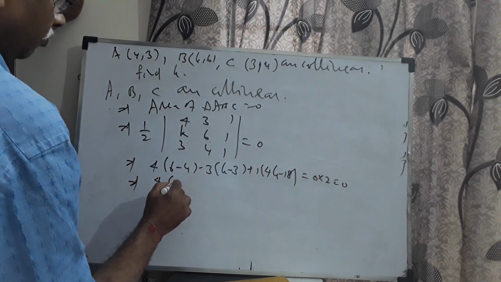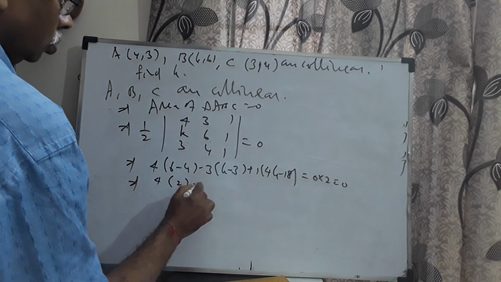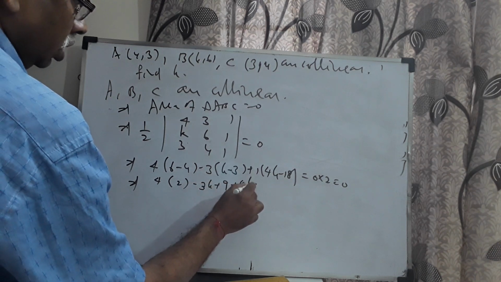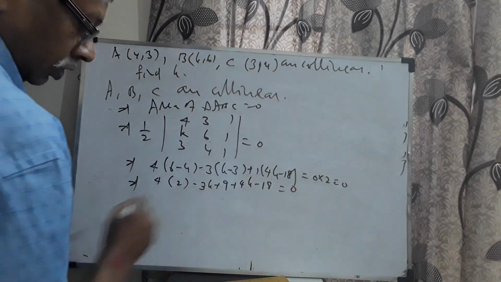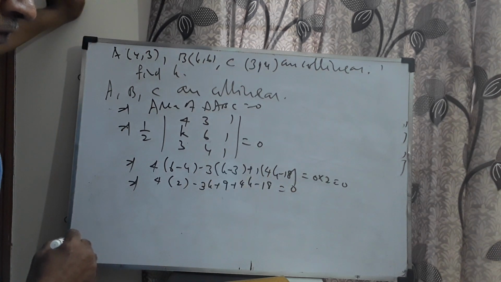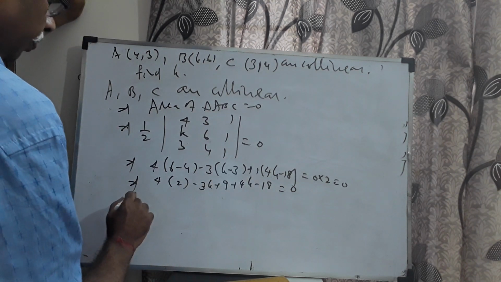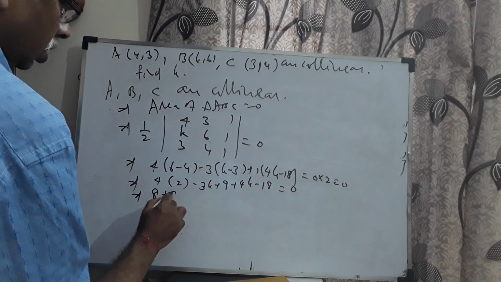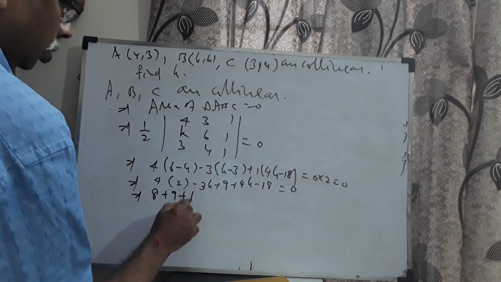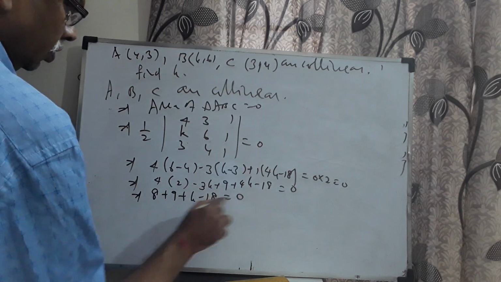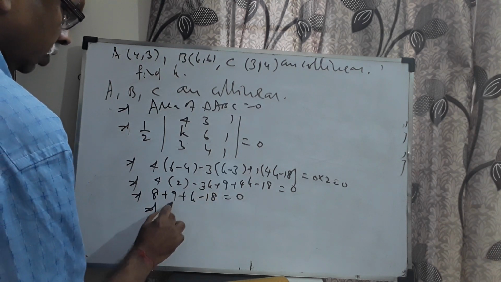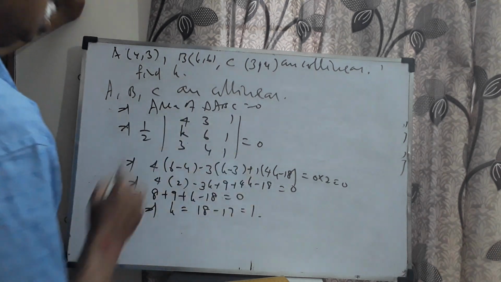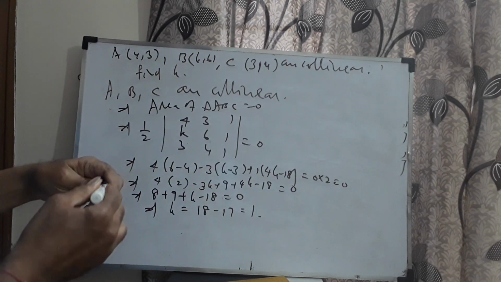Let me try to simplify. 4 into 2 minus 3k plus 9 plus 4k minus 18 is equal to 0, which implies 8 plus 9 plus k minus 18 is equal to 0. Implies k happens to be 18 minus 17, which is 1. Therefore, value of k should be 1.